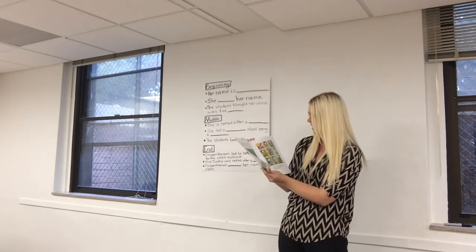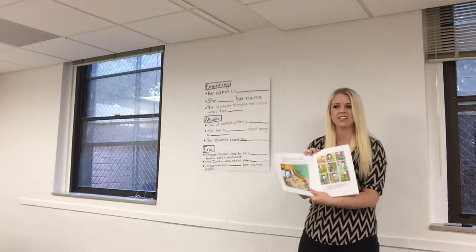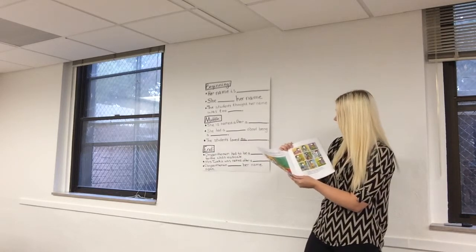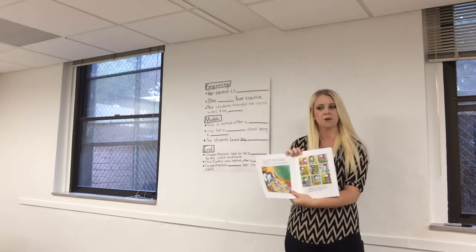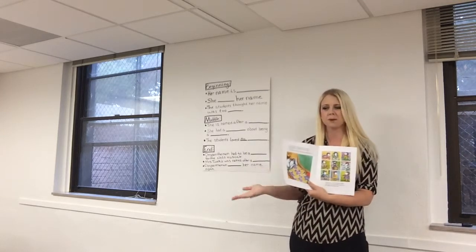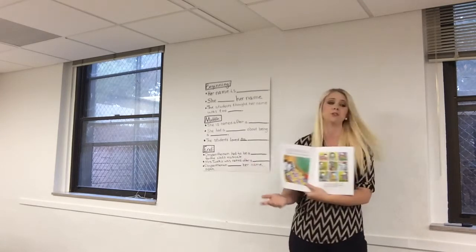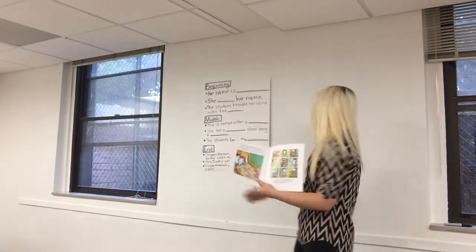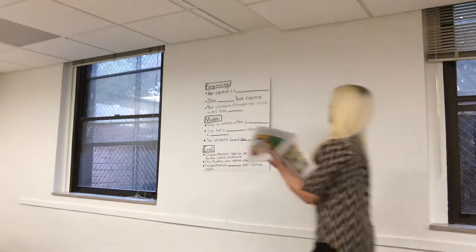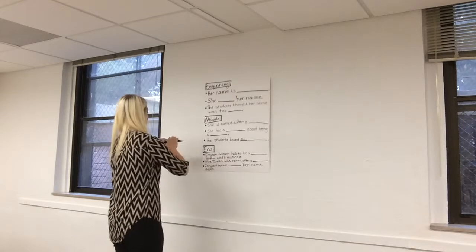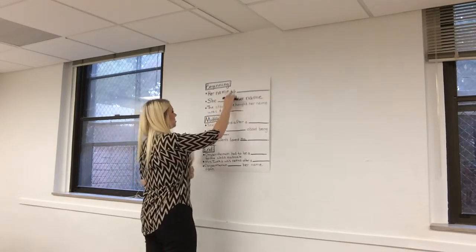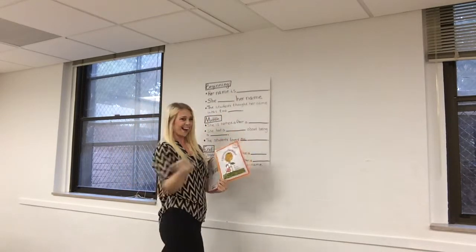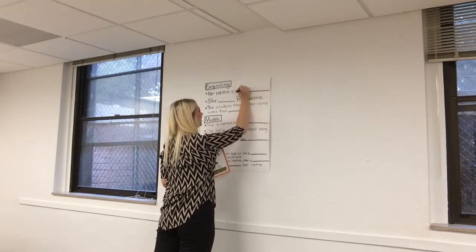Just looking at the beginning of the story, I've already found a key detail. I found that her name is Chrysanthemum. If I was telling someone the big picture of this story, I would include that her name was Chrysanthemum. So I'm going to write that on our board. Her name is Chrysanthemum. Good.